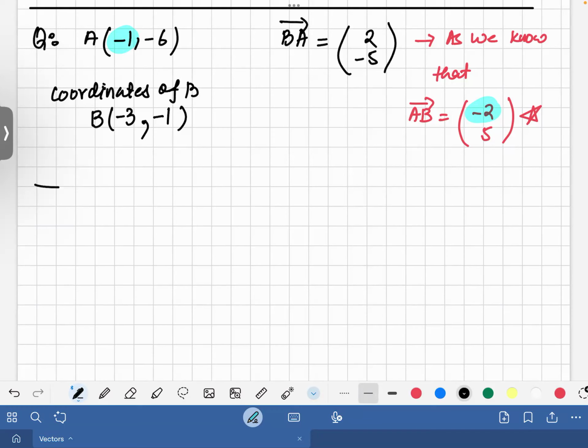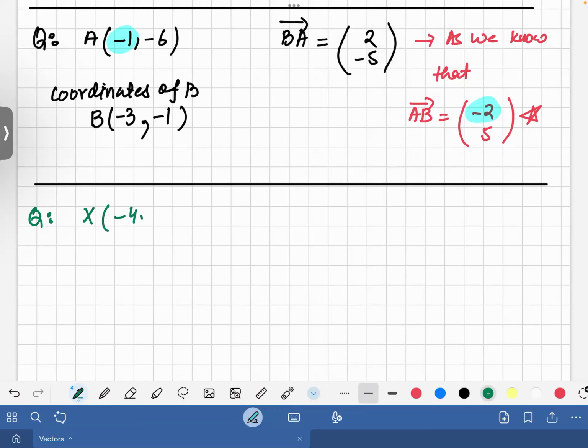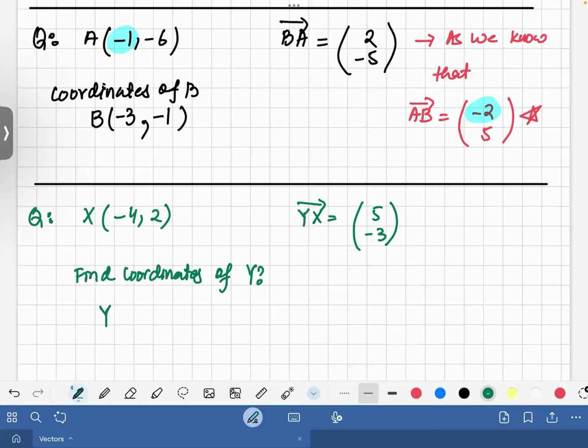Taiba, can you hear me beta? जी सर। Okay, Taiba, question for you. Coordinate of x is -4, 2. Yx is -5, -3. Find coordinates of y. So y coordinate would be in brackets with a comma.